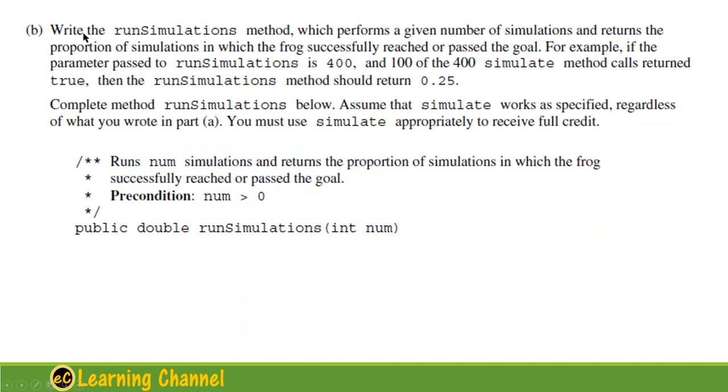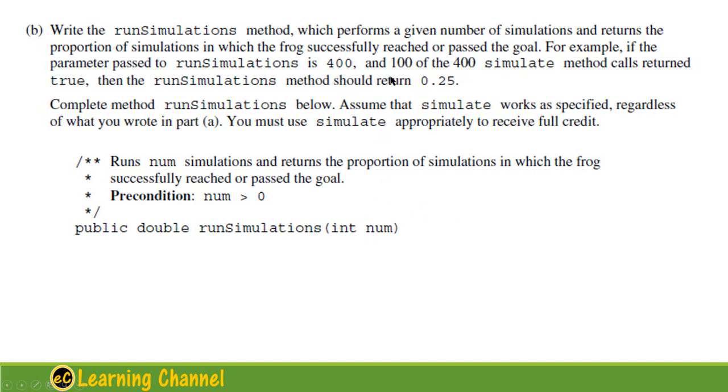Part B, write a simulation method which performs a given number of simulations and returns the proportion of simulations in which the frog successfully reaches or passes the goal line. So basically, you need to run that simulation, for example, 400 times. There is a parameter called int num, the number of simulations you need to run. And then you collect the data for true or false.